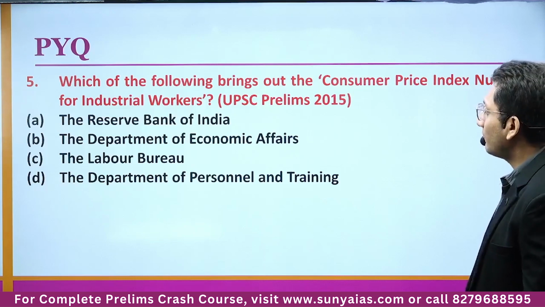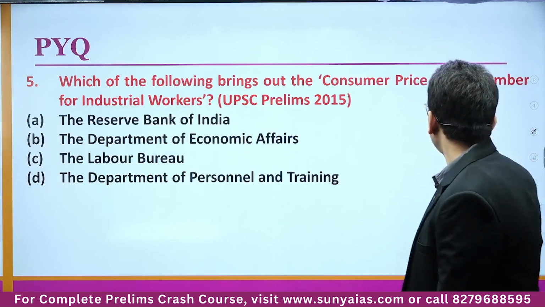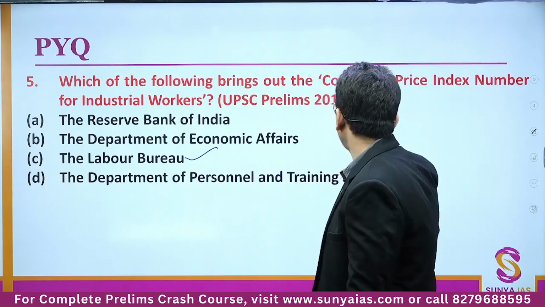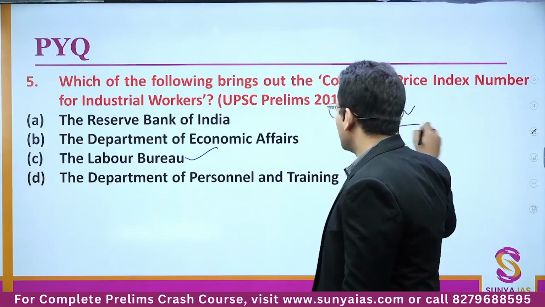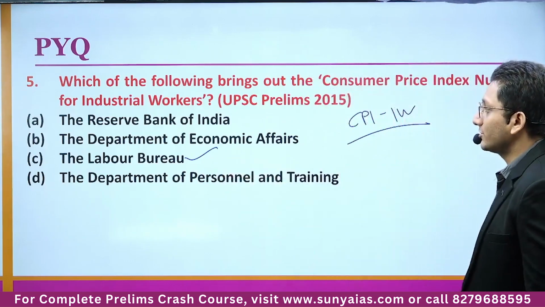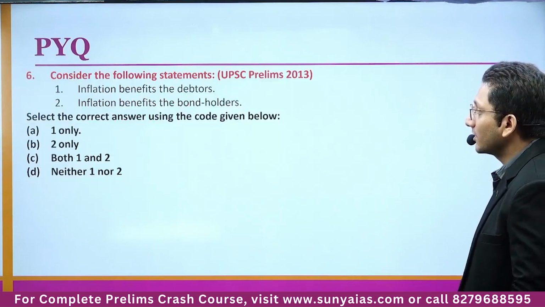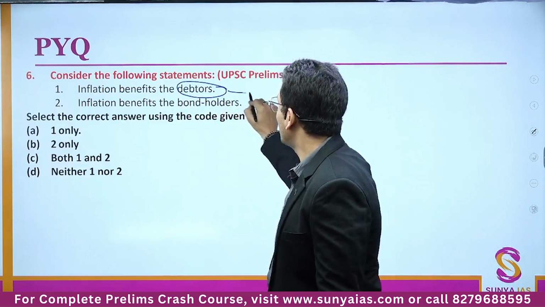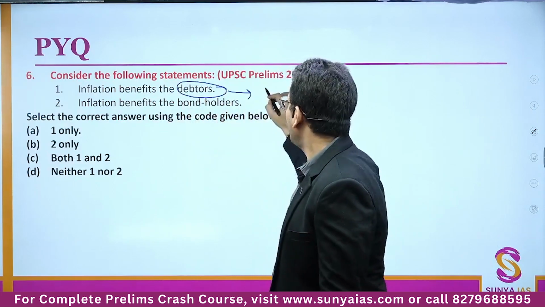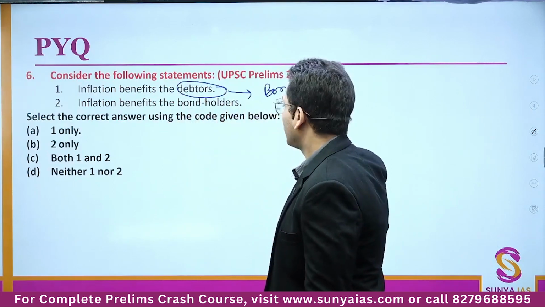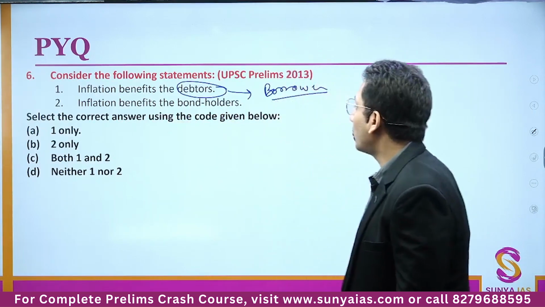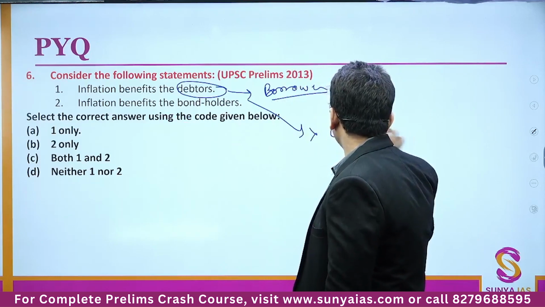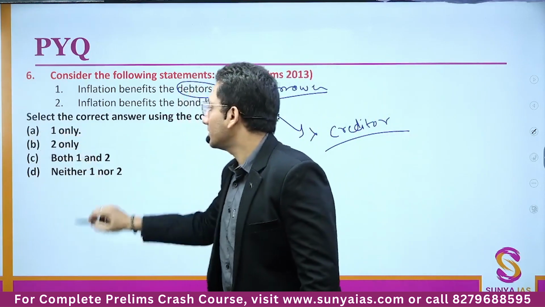Now, which of the following brings out the consumer price index number for industrial workers? We found out that they are talking about CPI-IW. So the Labour Bureau releases this index. Consider the following statements. Inflation benefits the debtor. Who is the debtor? The one who is taking the loan, okay? That is, the borrower. Inflation benefits the bondholder. No. Who would this be? Creditor. So the answer would be this.